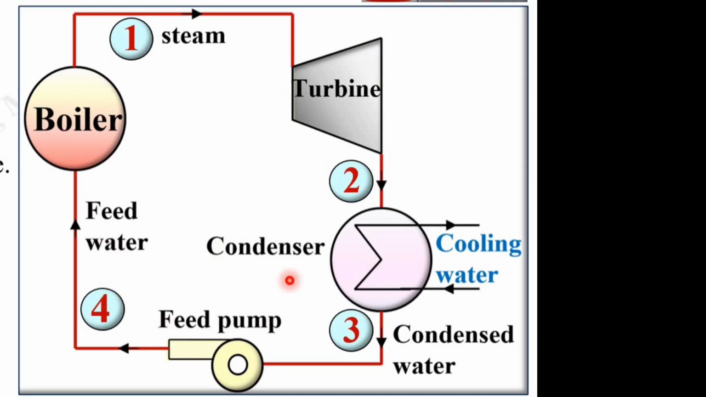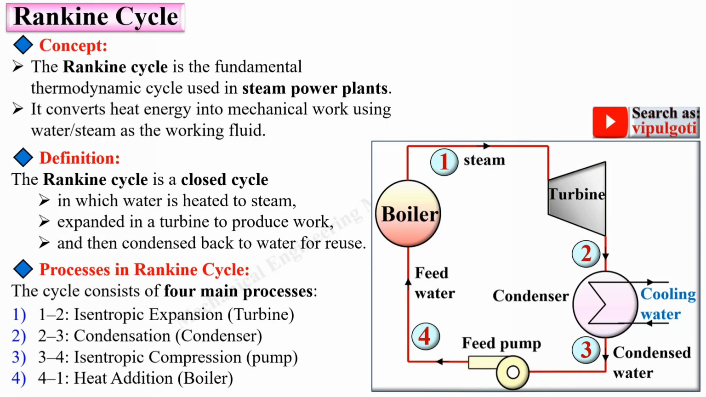Now the processes in the Rankine cycle. Basically the cycle consists of 4 main processes. First, the 1-2 process, where expansion takes place in the turbine, called isentropic expansion. Then the 2-3 process, the condensation process in the condenser. Then the 3-4 process, that is isentropic compression by using the feed pump. And then 4-1, that is the heat addition process with the help of the boiler.